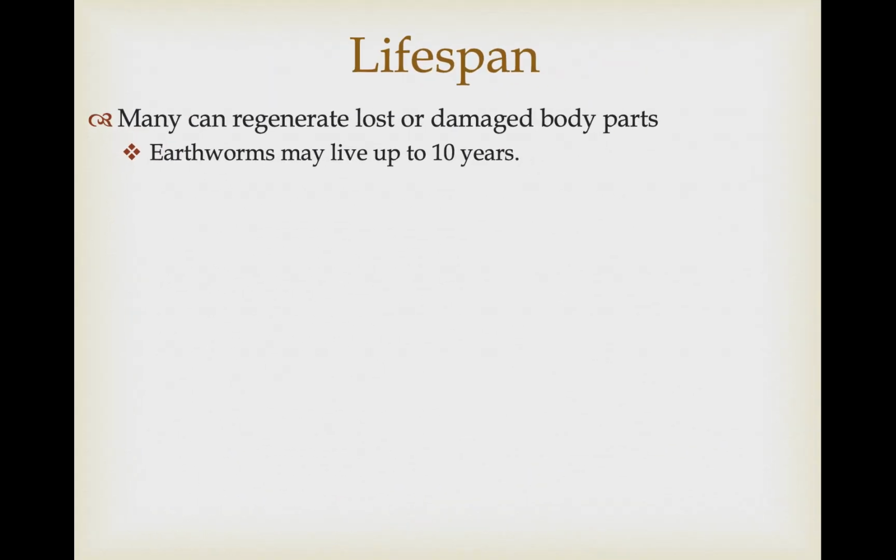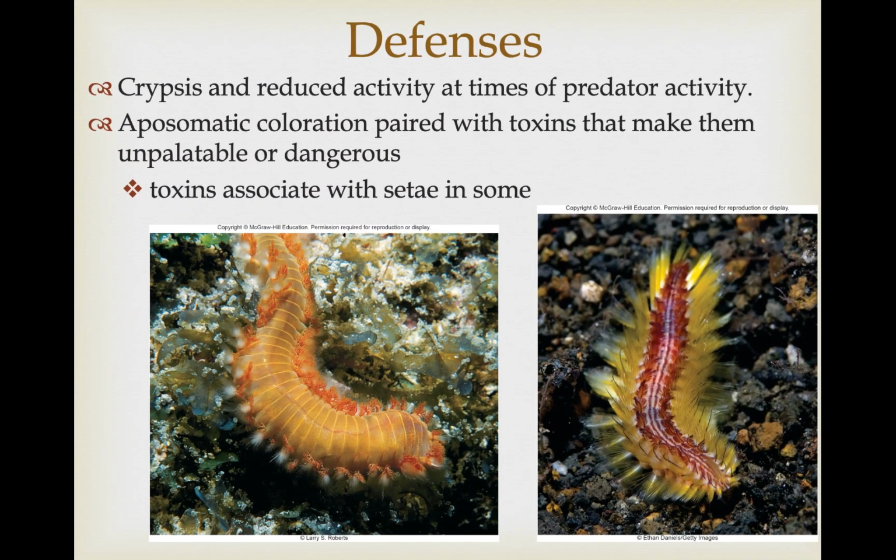Lifespan, not a lot known, but they can regenerate lost or damaged parts of their bodies because of this metameristic lifestyle. And earthworms have been known to live up to 10 years, but not a huge lifespan. They do have a lot of different ways of defense. One is just crypsis, camouflage, blend into the environment, or behaviors associated with when you're active that reduces the chance that a predator is going to find you.